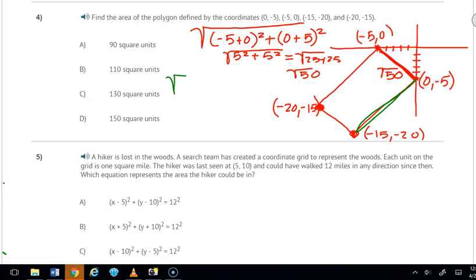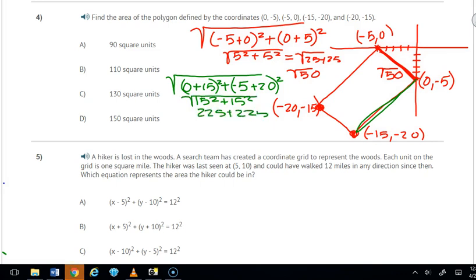So to do that, I'm going to do, again, 0 minus minus 15 would be plus 15 squared plus negative 5 plus 20. Again, it's minus minus 20, so that's why it's plus 20. So this is going to be 15 squared plus 15 squared. Going to take the square root of that. That's 225 plus 225. Still taking the square root of it. That's going to be the square root of 450. So that's what this length is, the square root of 450.